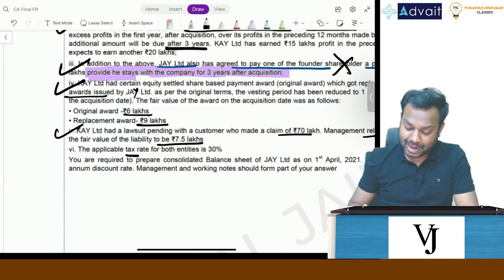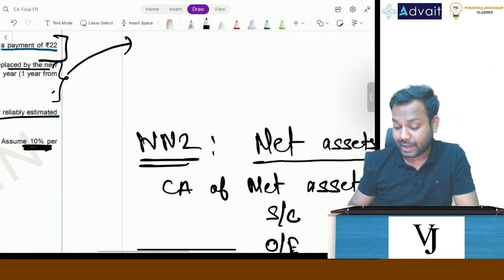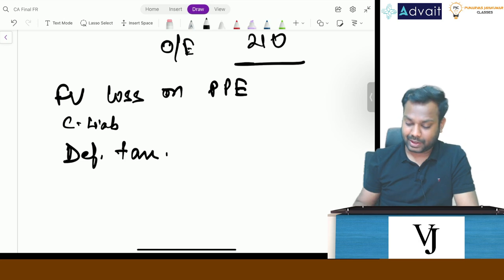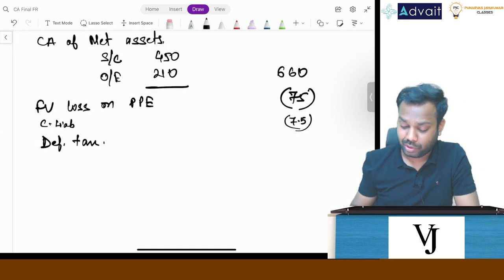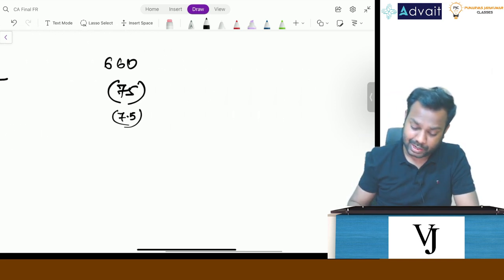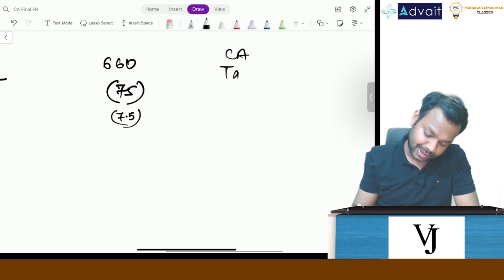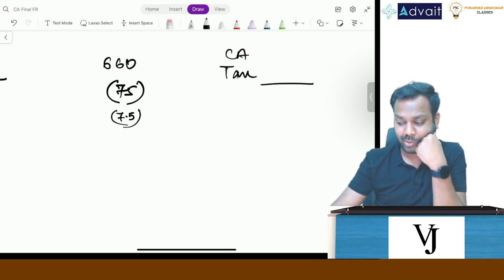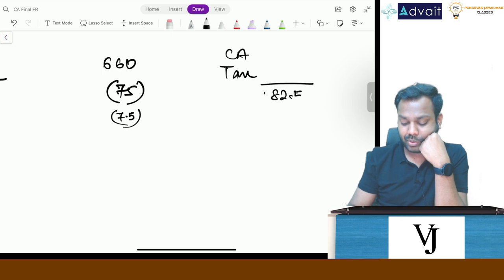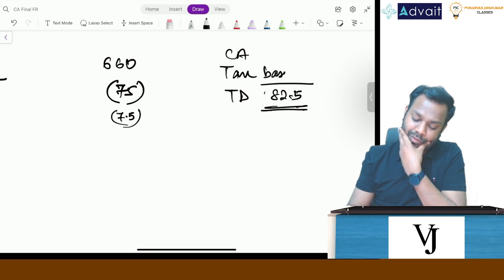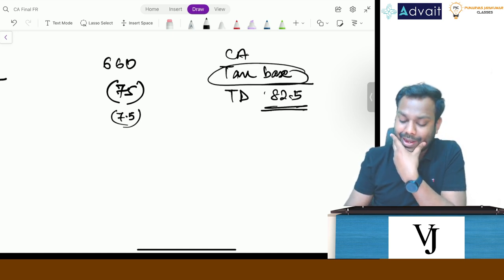Now the applicable tax rate for both entities is 30%, meaning deferred tax. Deferred tax is for fair value adjustment, as I have told. The fair value adjustments are 75 and 7.5, so the difference between carrying amount and tax base is 75 plus 7.5, which is 82.5. The temporary difference is 82.5. Here the tax base is greater than carrying amount.